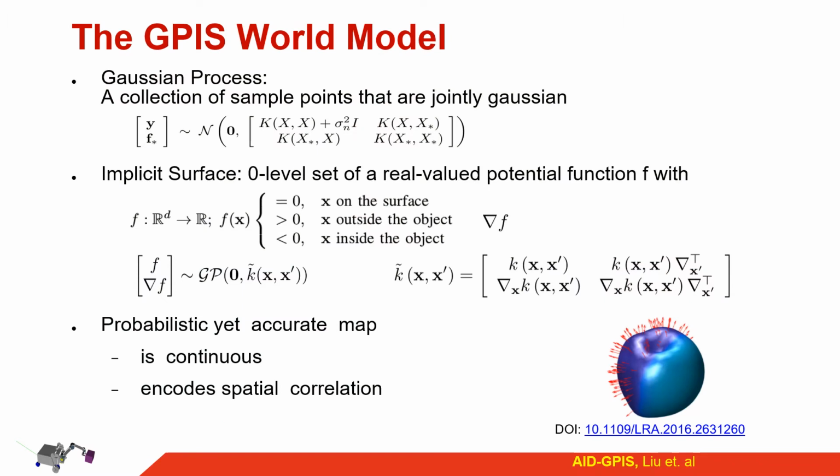We model the world using GPIS, a special form of Gaussian process. Samples taken from the sensor are defined to form a jointly Gaussian potential function via the well-known kernel trick. The scene map is simply the zero-level contour surface of the potential function, and the normal vectors to the map surface are also jointly Gaussian by its nature. This representation defines a map that is continuous and probabilistic.